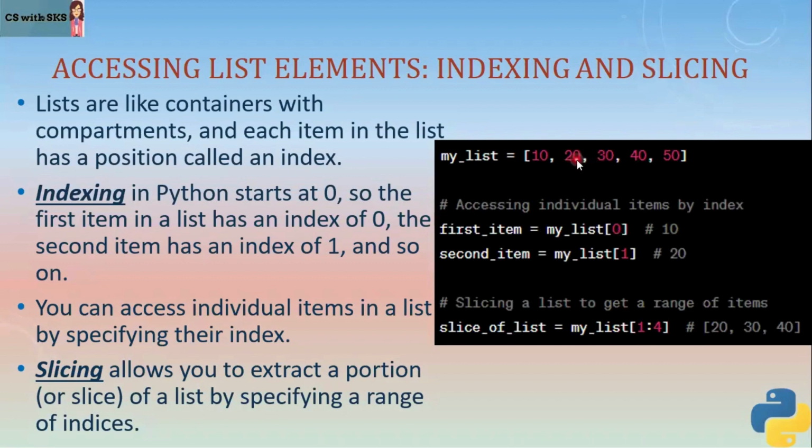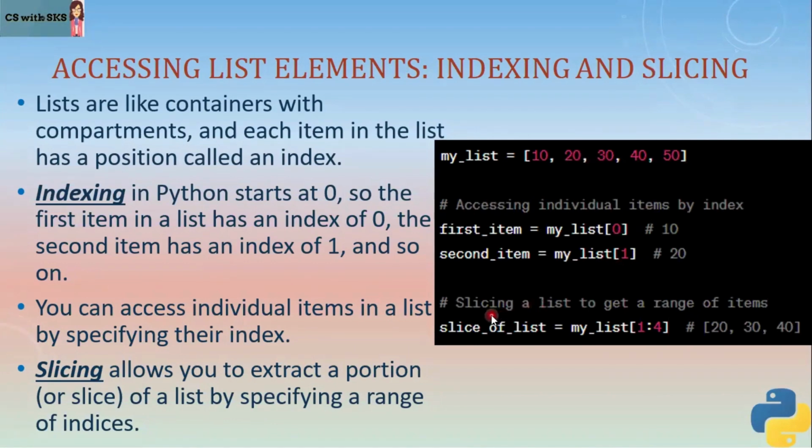If I want to access 20, which is second element, my index value is 1. So my_list, square brackets, inside it, index value, which is 1. Similarly for 50, it is 0, 1, 2, 3, 4. So 4 is the index value for 50. If you want to access 50, you'll write my_list, square bracket, 4.